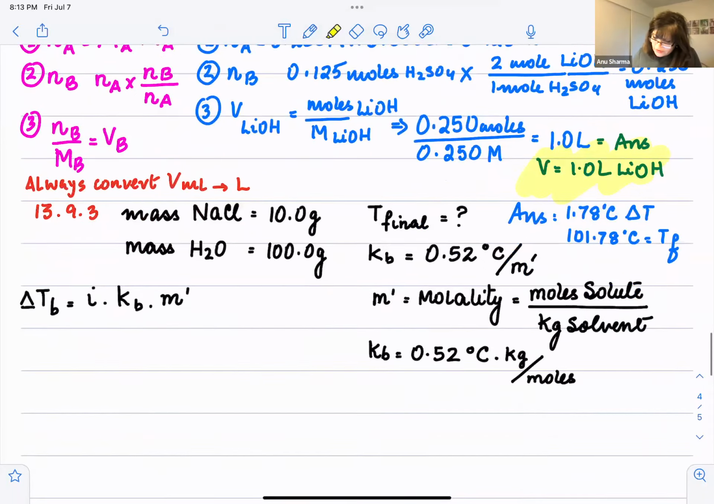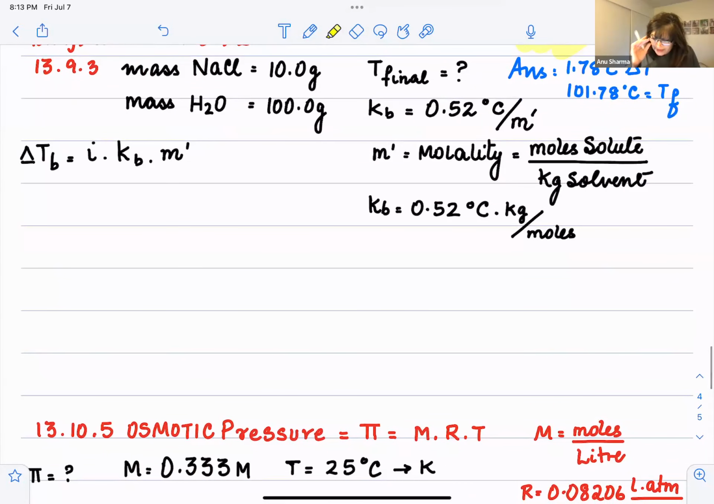I double checked everything. So anyways, all right, next is very interesting. This is the colligative property. So here we are given this formula, or you should know the change in boiling point. This is the change in boiling point of the solvent when a certain amount of solute is added. So here you are given 10 grams of the salt, NaCl, and you're adding it to 100 grams of water. We need to find what is the final boiling point.